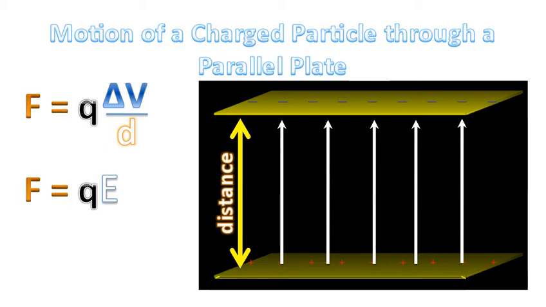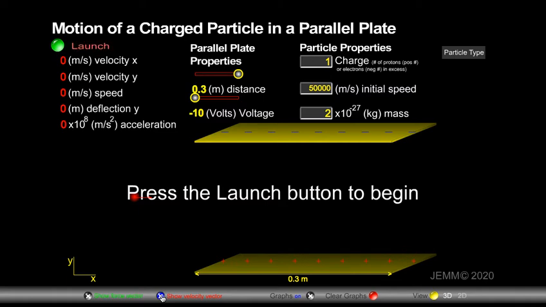Or more commonly, this formula is given by force equals Q times E, where E represents the electric field strength. In this case, for a parallel plate, it's the voltage divided by the distance between the plates. The next factor we're going to look at is the mass of the particle. How will that influence the deflection?